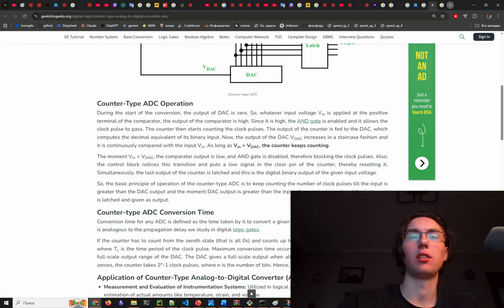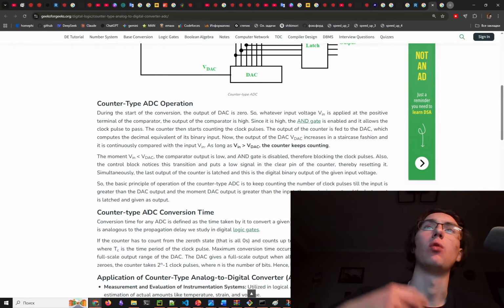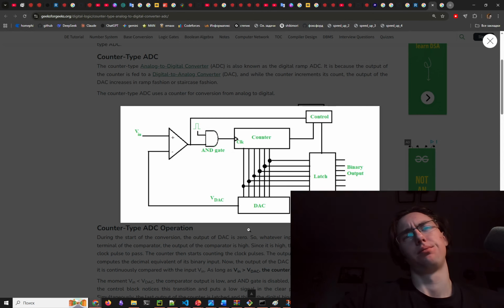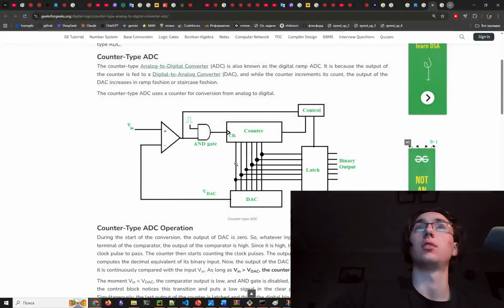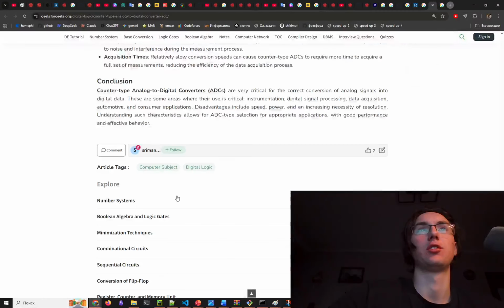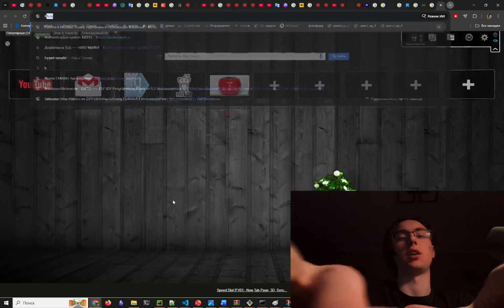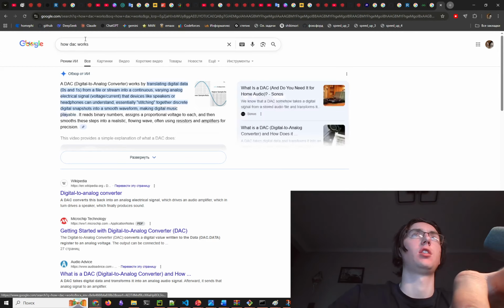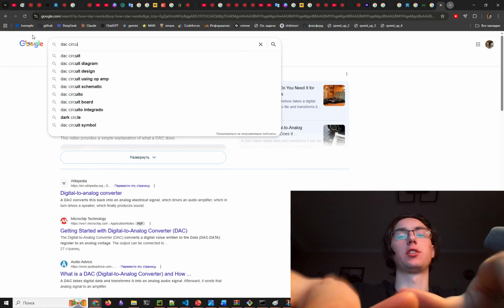Well, it seems logical, but for some reason I can't understand why it should work. Where are the guarantees that the DAC correctly increments the voltage or something like that? Well, it's better to know how the DAC works now. Is there any explanation? No. Okay, maybe how a DAC works, or just DAC circuit.